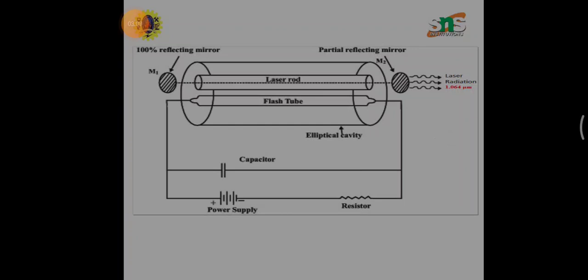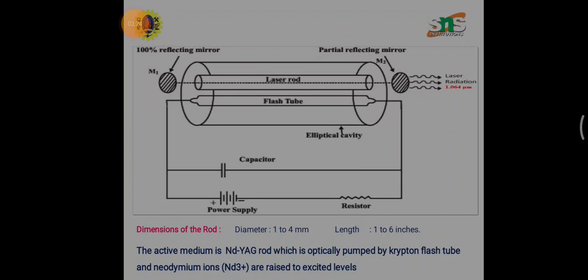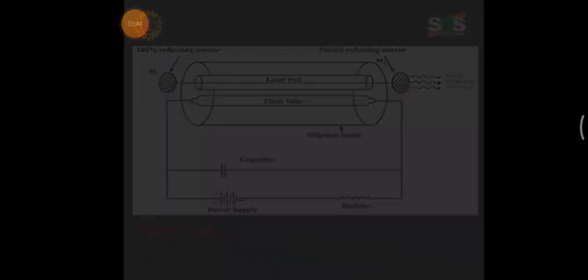The flash tube is switched on and controlled with the help of a capacitor. The discharge of the capacitor is initiated using a high voltage source. The optical resonator is formed by grinding the ends of the rod and coating them with silver, accompanied by two mirrors. One is 100% reflecting and the other is partially reflecting, which is included to increase the efficiency of the output beam.